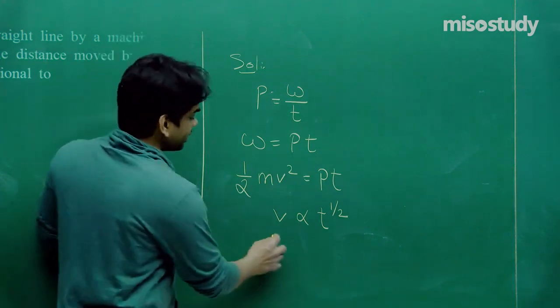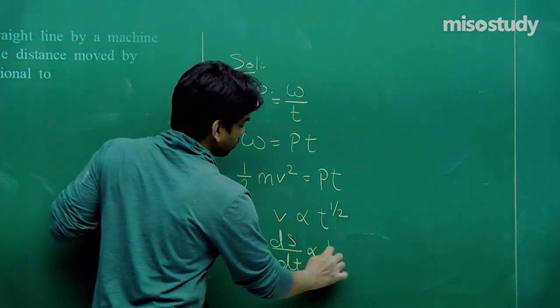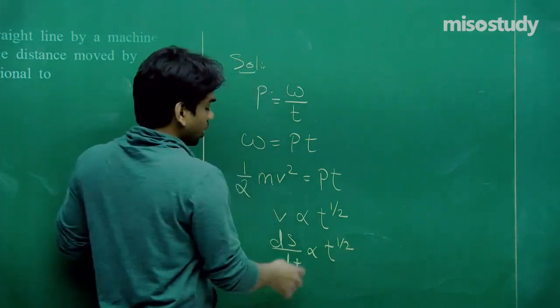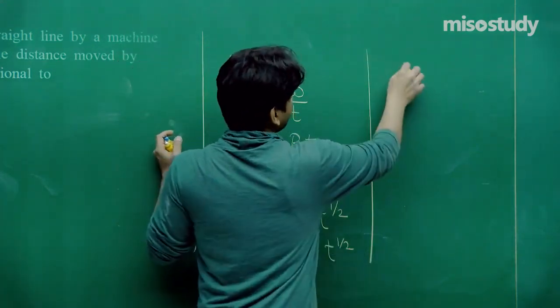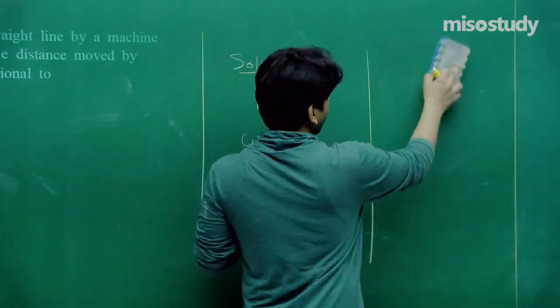You will get how we have got v is proportional to t power 1 by 2. Now v is ds by dt, proportional to t power 1 by 2. Now ds is proportional to t to the power 1 by 2 dt.